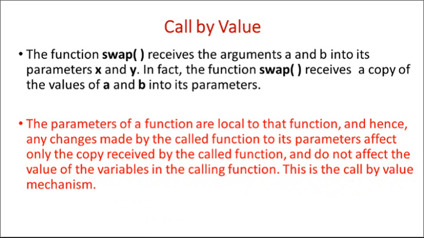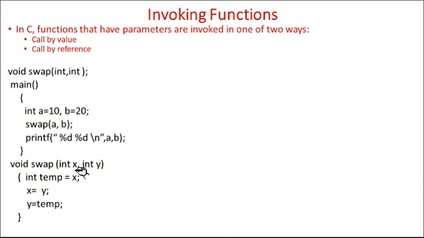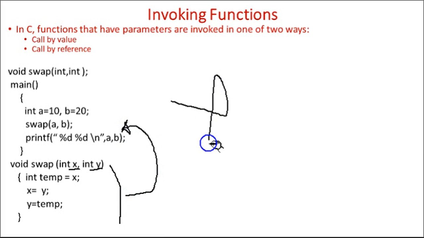If we concentrate on the earlier slide, x and y are storing only the copy of a and b. Whatever changes we are doing in this particular function will not at all reflect at the calling function end. So this is not at all going to happen. That is what the call by value concept is.